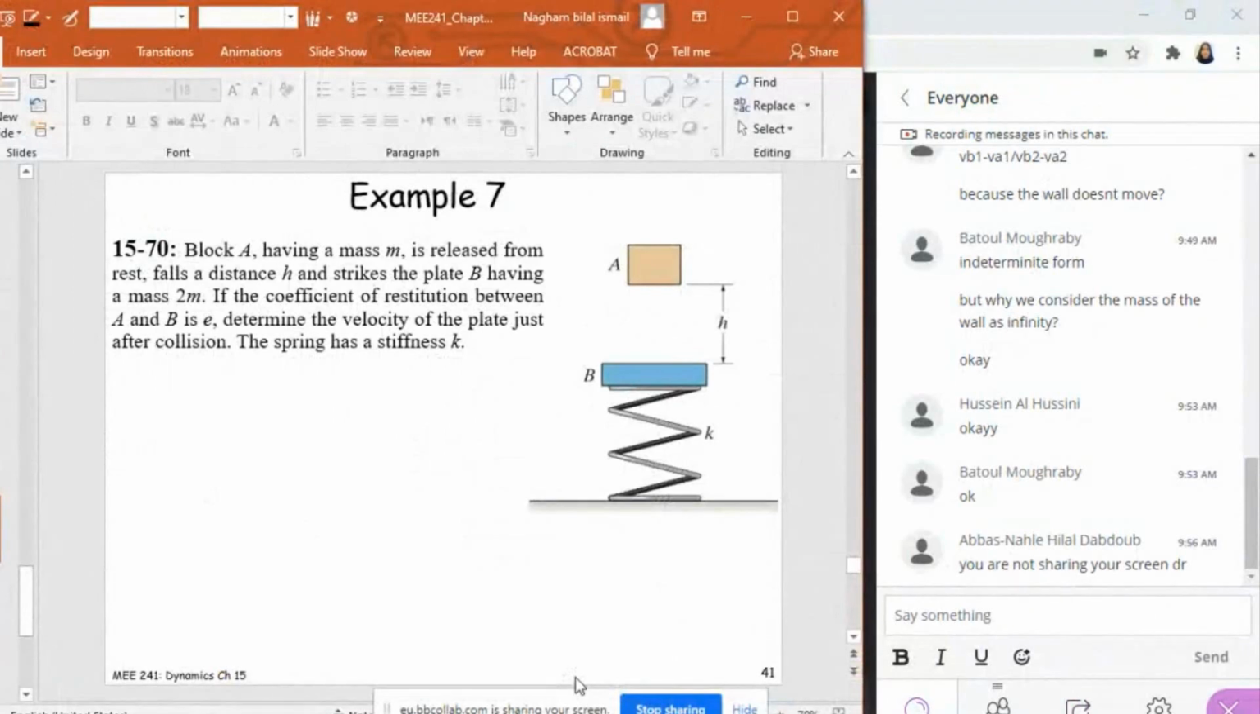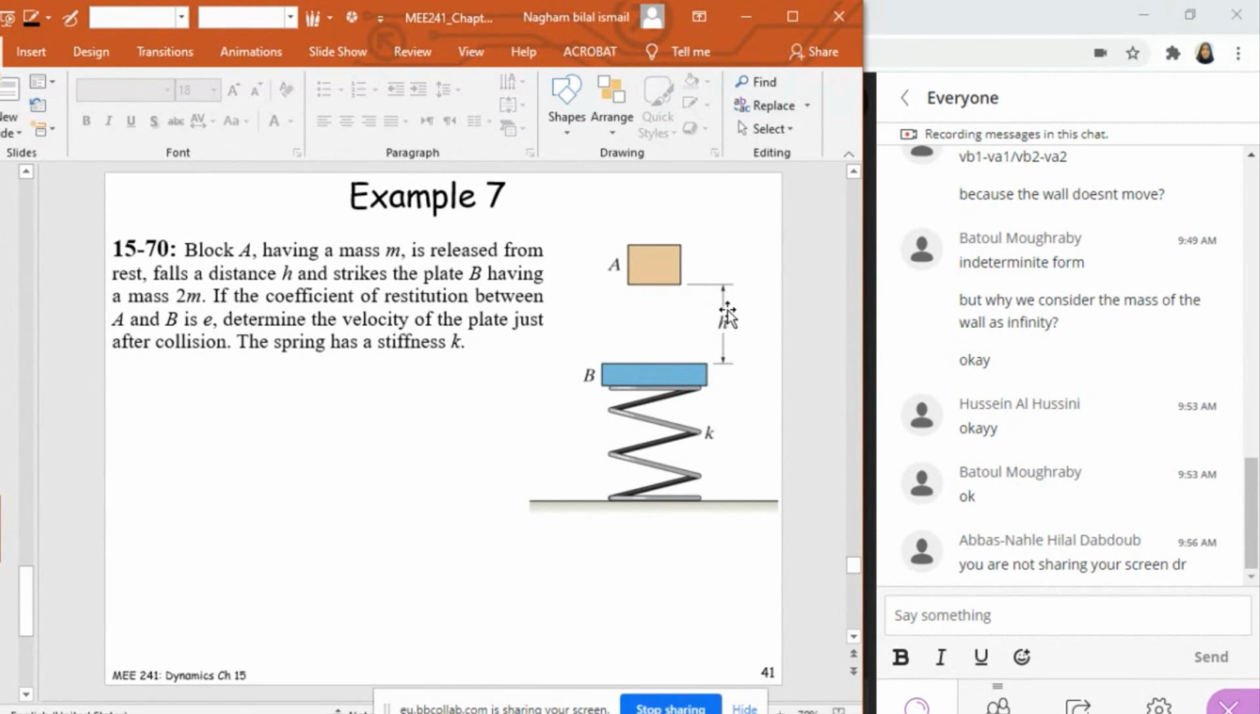Guys, in this example, block A has a mass of m and it's released from rest. And it falls a distance h before striking the plate B having a mass of 2m. So before collision, A was here and it's moving. It has a free fall from this point to this point, right? So it has a free fall along each.